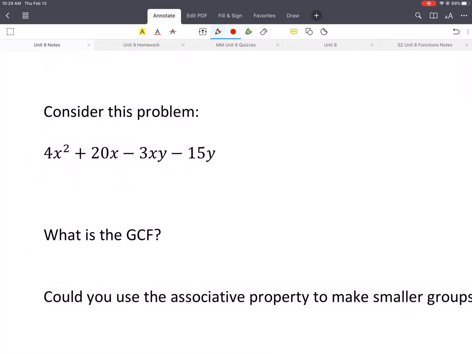But okay, consider this problem. Let's get into the stuff that we'll be covering today, new stuff. Okay, so consider this problem. What is the greatest common factor?